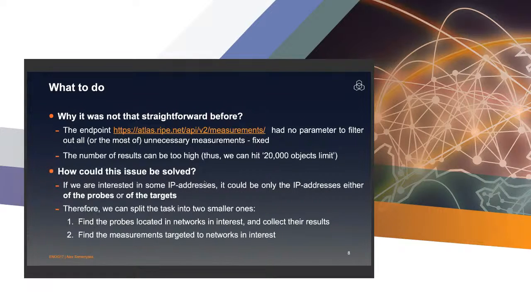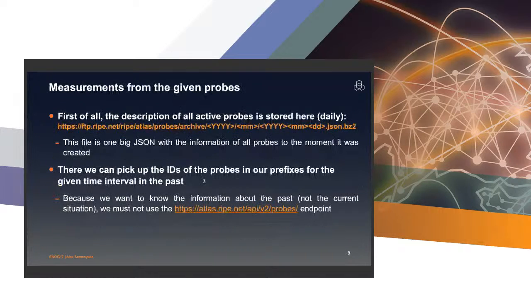And secondly, we need to see which of the measurements are looking at the networks that we are interested in. So basically, we have these two subtasks. First, we need to identify the probes that might be useful, that might have value for us.